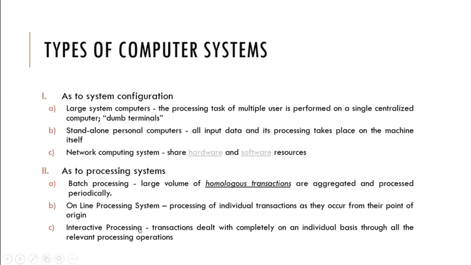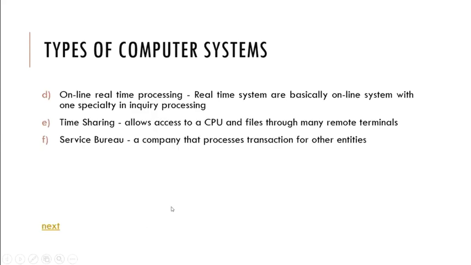We also have interactive processing, where transactions are dealt with completely on an individual basis through all the relevant processing operations. So if that specific data would go through different departments, it automatically passes through them. It is not step by step. After all, a computer can process many tasks all at once in just 1 second. So, straight through. Most of the time, what our auditees use is this online processing system. They are real-time.